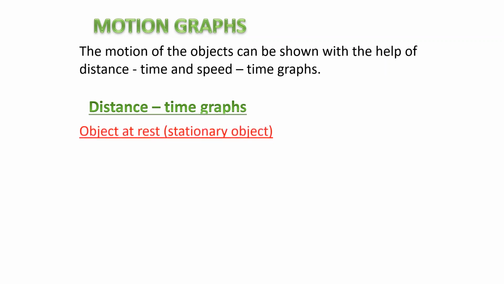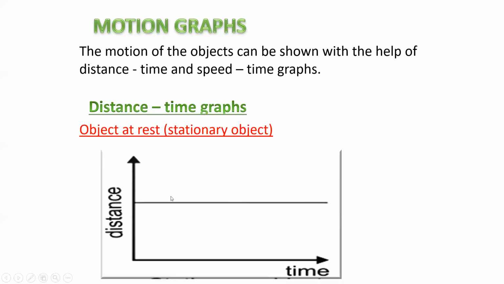For example, if an object is at rest or stationary. So if object is at rest or object is stationary or object is not moving, so what will be the shape of the graph? For a distance and time graph, it will be a horizontal line. How it will be a horizontal line?